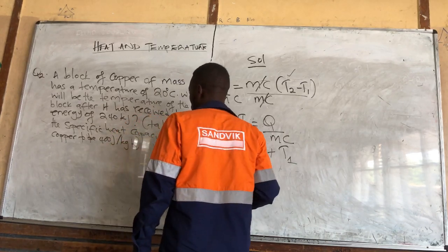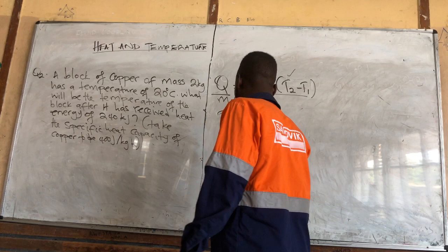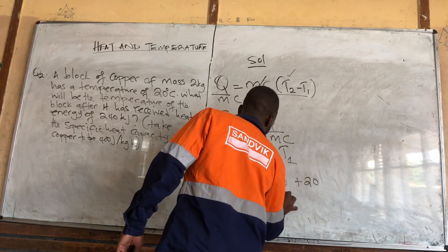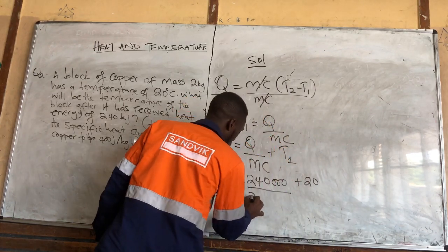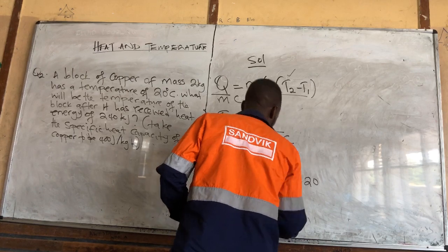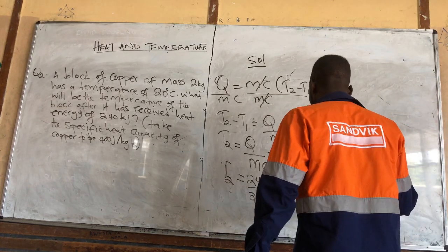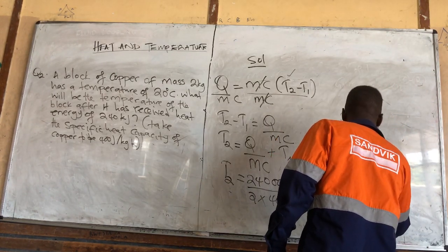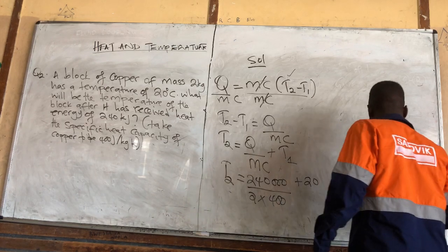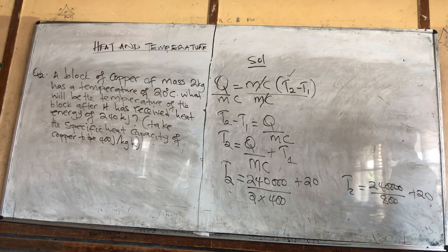T2 is equal to what is the energy? 240,000 joules, plus what is the temperature? 20, over what is the mass? 2, multiplied by what is the specific capacity? 400. So now what is the answer? 2 multiplied by 400 is 800. So T2 is equal to 240,000 divided by 800, plus 20. What is 240,000 divided by 800?